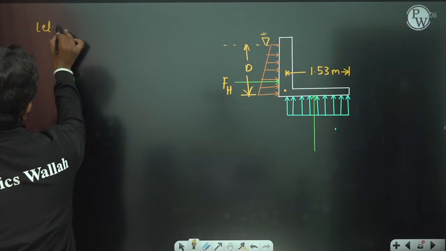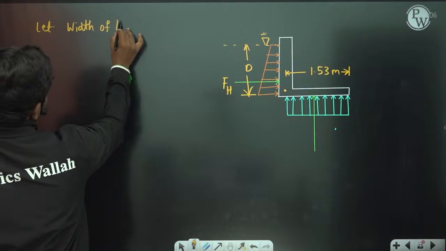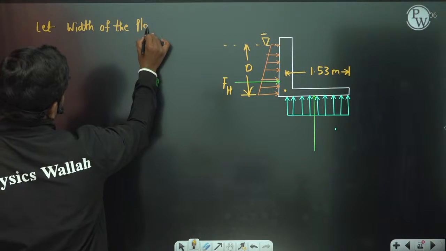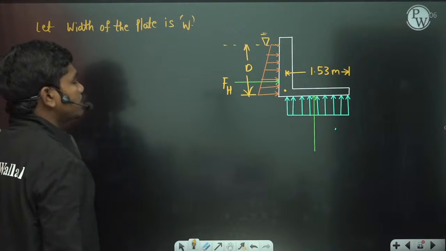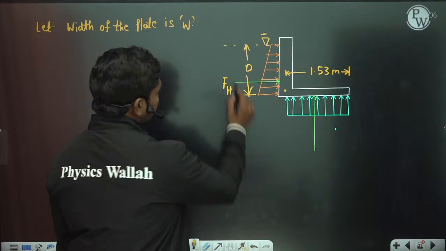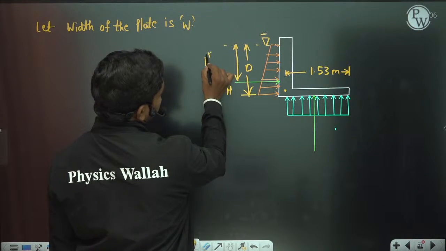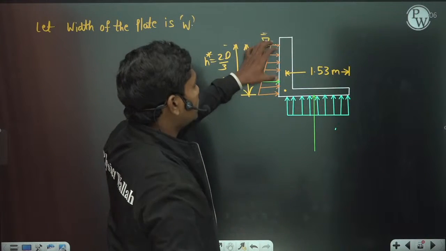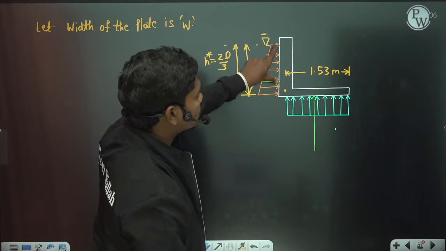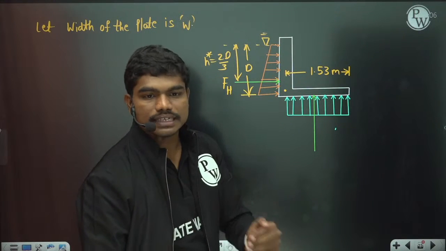Let the width of the plate be W. Okay, then definitely this center of pressure is how much? H star value is equal to 2d by 3, correct? Because in case of rectangular plates, if this is the depth which is submerged, then the depth of center of pressure from the free surface is 2d by 3. We have calculated this value.